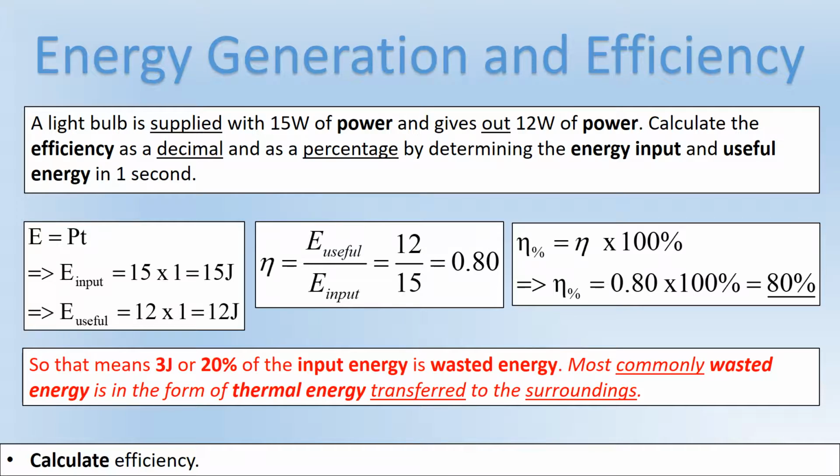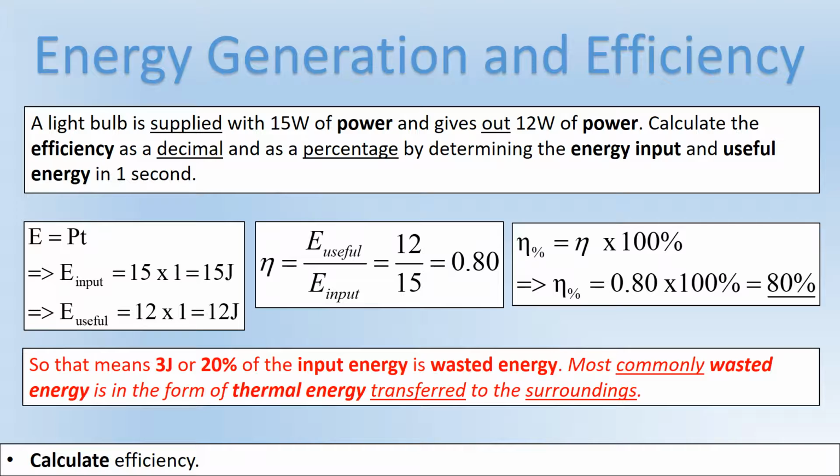The symbol you can see in the middle of your screen is the symbol for efficiency. If we want it as a decimal, it would be useful divided by input, so 12 over 15, which has the value of 0.80. If we turn that into a percentage, all we're going to do is take that 0.8, times it by 100%, and we'd say it's 80% efficient. Based on the numbers we've seen there, we can see that 3 joules has been wasted, or transferred into a form we don't want, probably in the form of thermal energy most of the time, which corresponds to essentially 20% of the input energy. So 80% useful, 20% wasted.